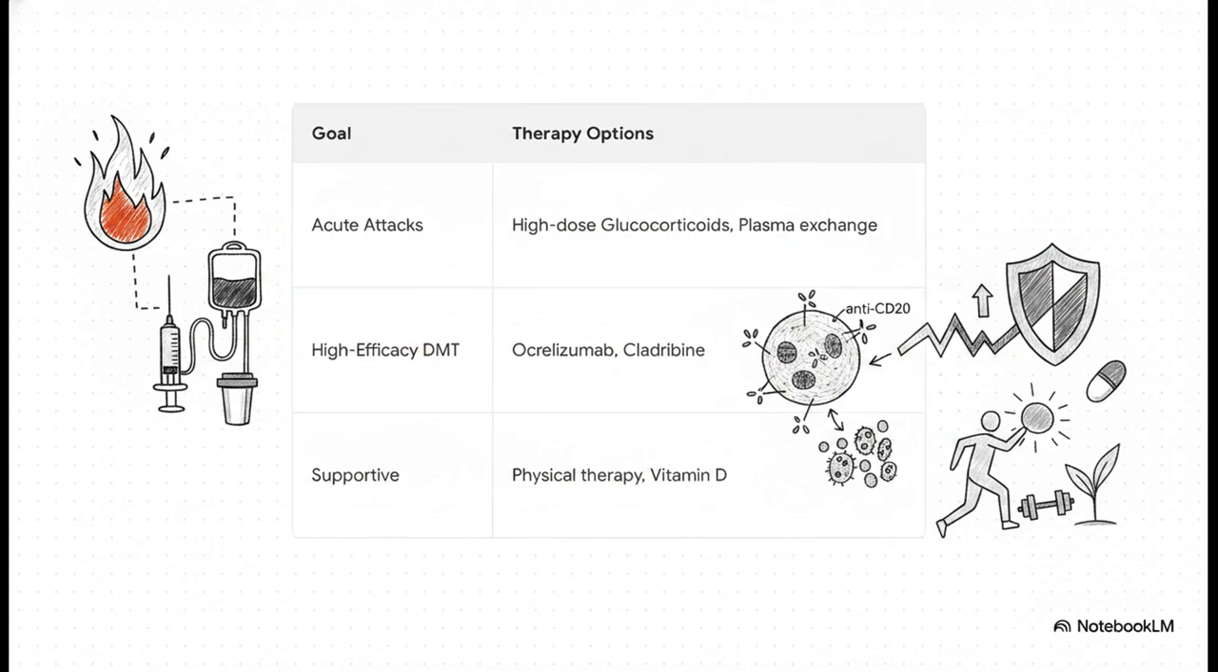But for long-term management, and this is because of that silent progression we just talked about, the modern logic is to start highly effective disease-modifying therapies, or DMTs, early. We're talking drugs like ocrelizumab, which is an anti-CD20 monoclonal antibody that wipes out B cells, or cladribine, which targets lymphocytes. The whole goal is to halt that insidious axonal loss before it even happens. And of course, never forget the supportive stuff: symptomatic care, physical therapy, and correcting any vitamin D deficiency.